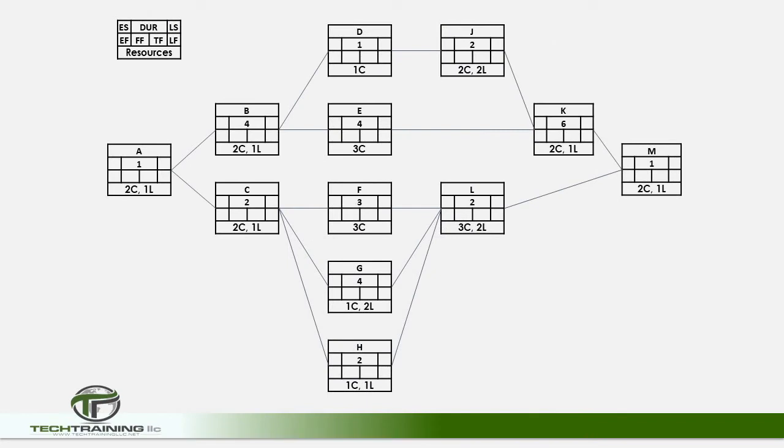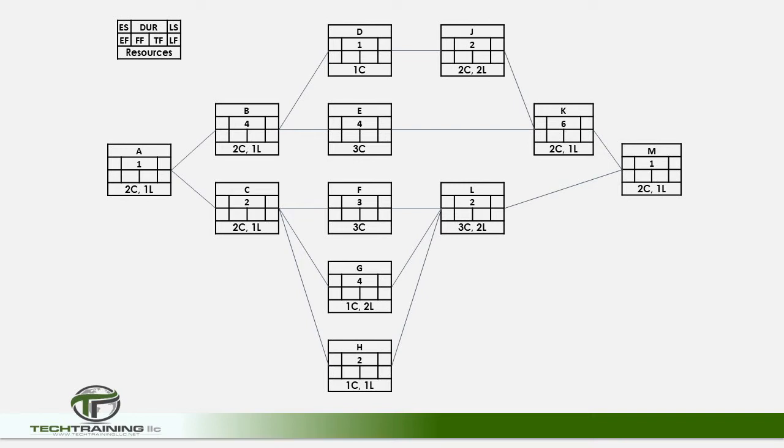Now let's calculate the forward pass, and again, the forward pass is going to tell us the shortest amount of time in which the project can be completed. Now in the upper left-hand corner of the slide, you see a node which is similar to the nodes in the schedule. This node is the key. In the upper left-hand corner is going to be the early start, ES. In the lower left-hand corner is the early finish, EF. The top middle box of the node is the pre-established duration.